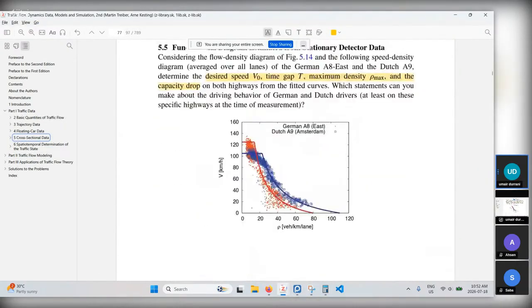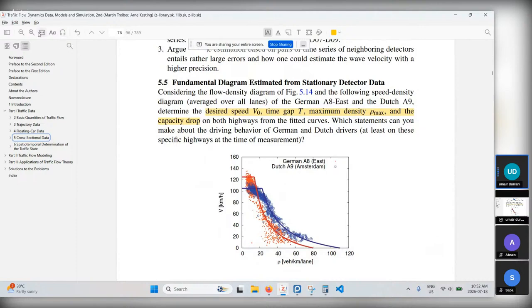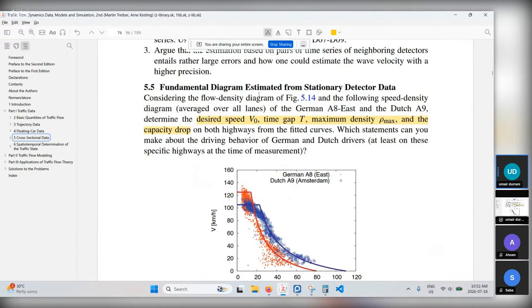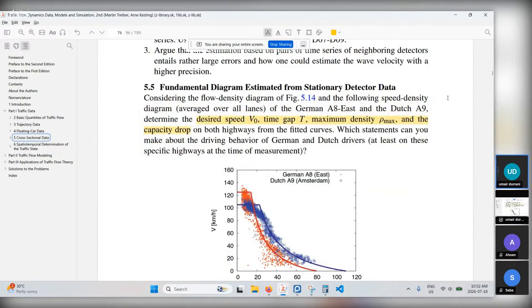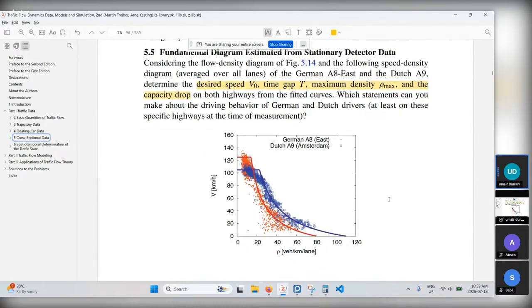Okay, now we have the final question for today, which is fundamental diagram estimated from stationary detector data. Considering the flow density diagram of figure 5.14, this one, and the speed density diagram, which is given here, average over all lanes of the German A8 East and the Dutch A9, determine the desired speed V naught, time gap T, maximum density rho max, and the capacity drop on both highways from the fitted curves. Which statements can you make about the driving behavior of German and Dutch drivers?